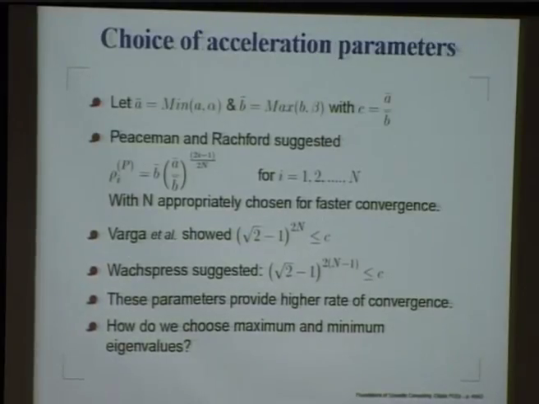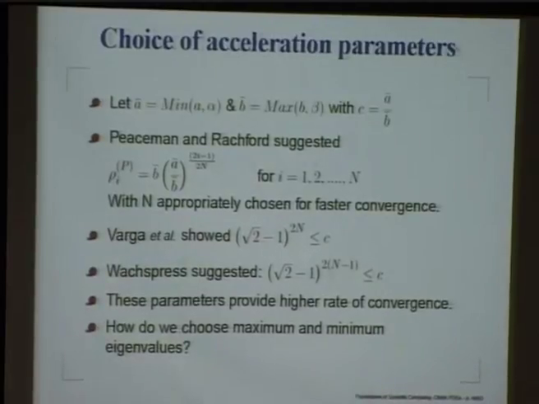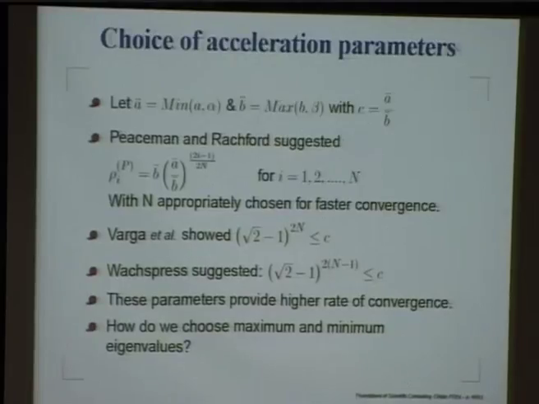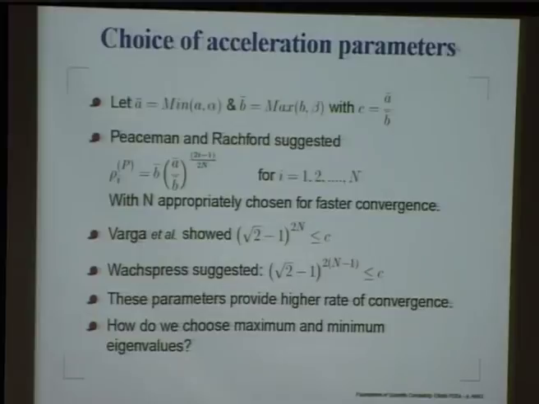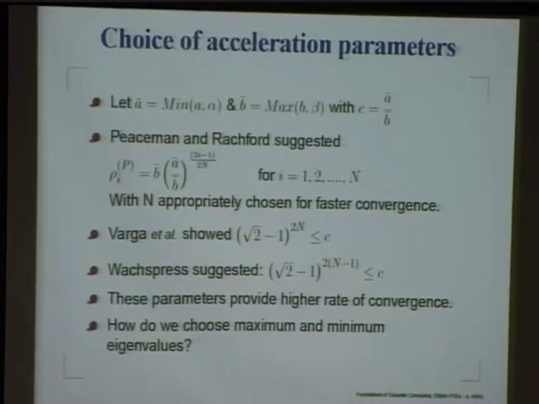Varga and his colleagues have shown that if you know this ratio A bar by B bar, that is C, then you should choose n in such a way that this inequality is satisfied, that (root 2 minus 1) raised to the power 2n should be less than or equal to C. There was another person, Wachspress, who suggested the alternative form, and we get a much higher rate of convergence by adopting this method.